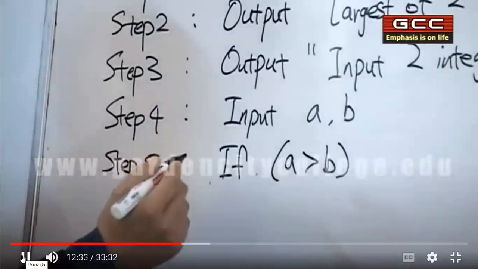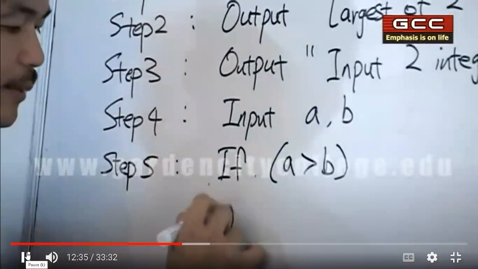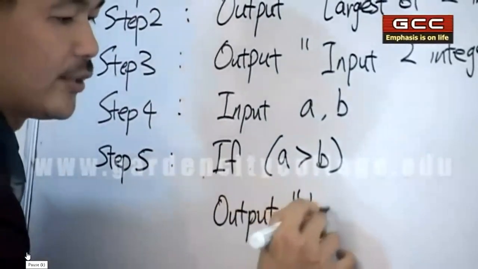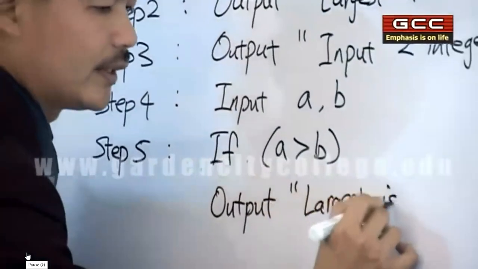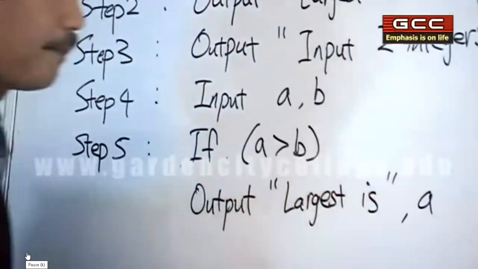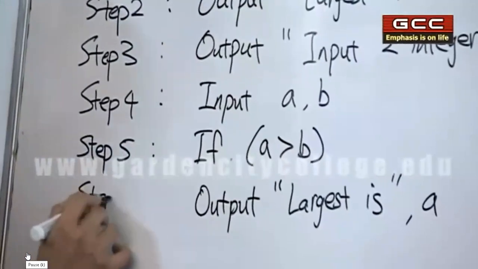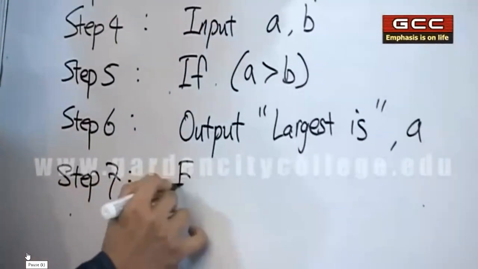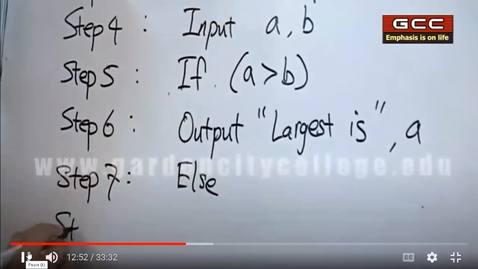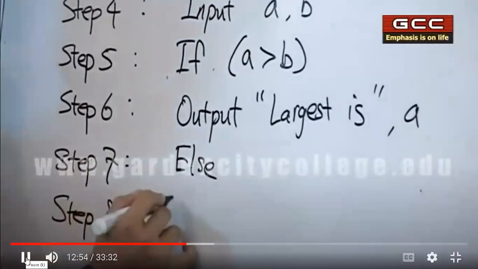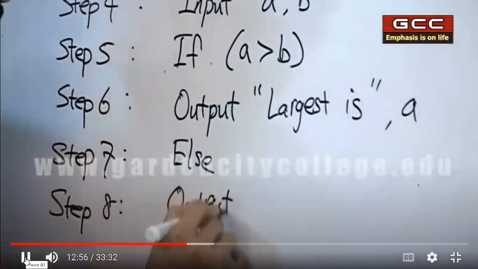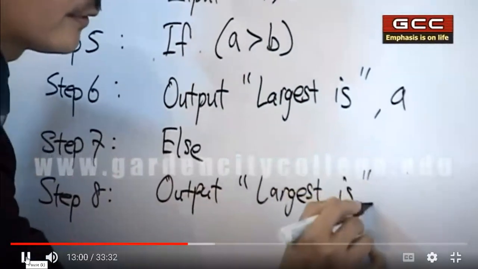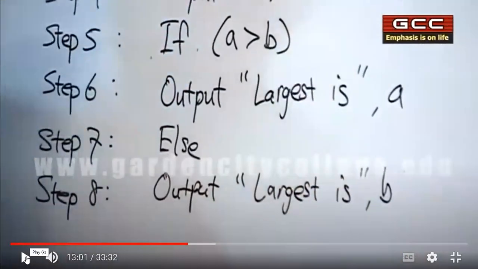So if A is bigger than B, then we can output largest is A. This is step 6. Then we have step 7, else. Step 8, we can output largest is B.